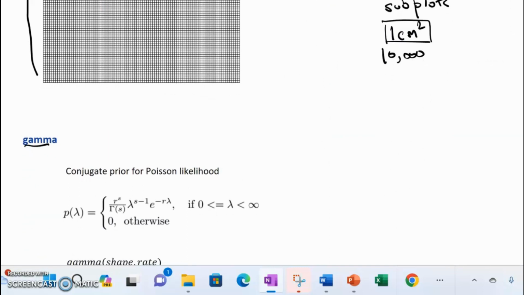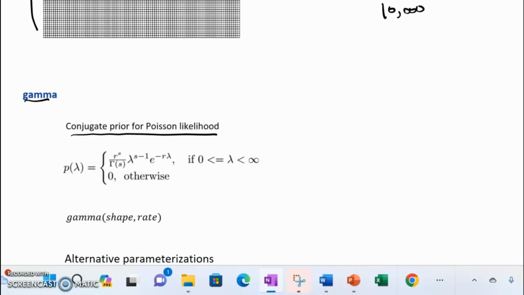The gamma. The gamma is going to be the conjugate prior for the Poisson likelihood, and the typical way we parameterize a gamma distribution is with a shape parameter and a rate parameter. The R stands for rate, this S stands for shape, and this funny little symbol here stands for the gamma function that isn't worth worrying about.